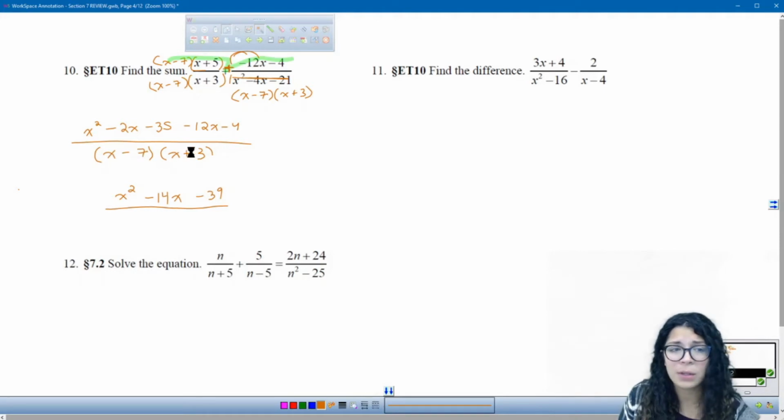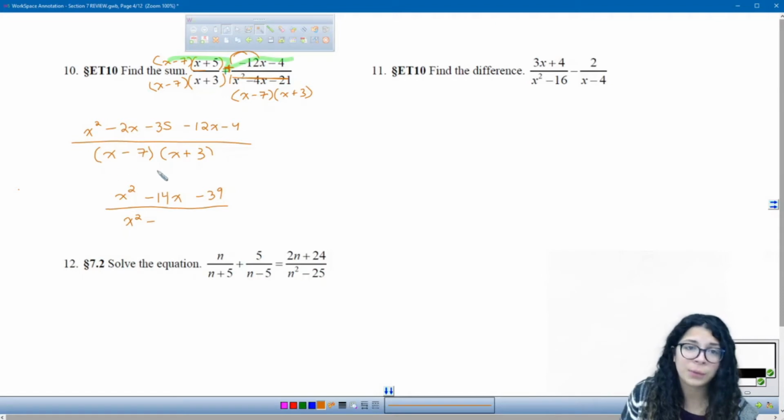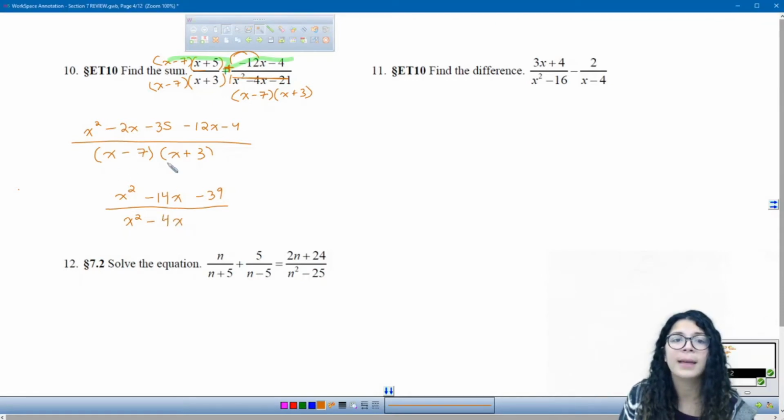So for my final answer, I'm just going to go ahead and simplify this denominator by multiplying everything out. X times x is x squared. Negative 5x plus 3x will be negative 4x, and negative 7 times 3 is negative 21.